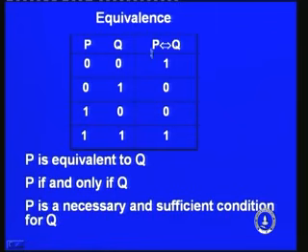When is this compound statement true? This compound statement is true when both P and Q have the same values. When both of them are false or when both of them are true, the compound statement takes the value true. If one of them is false and the other is true, then it takes the value false. So, this is the truth table for equivalence.